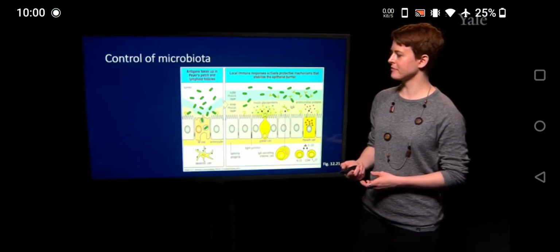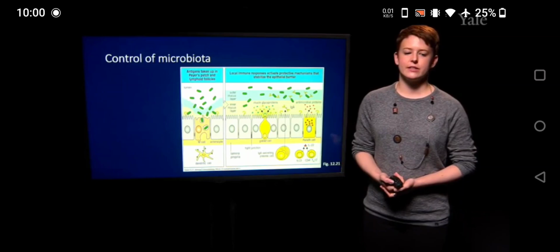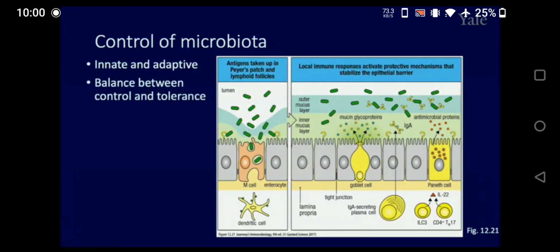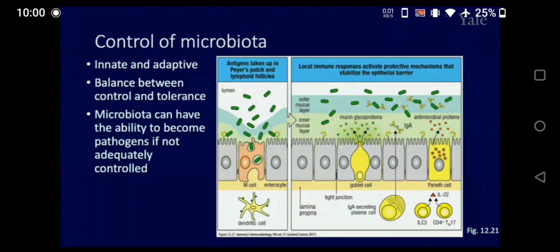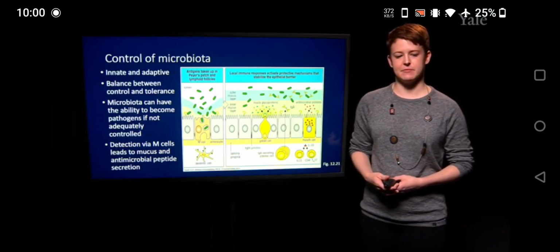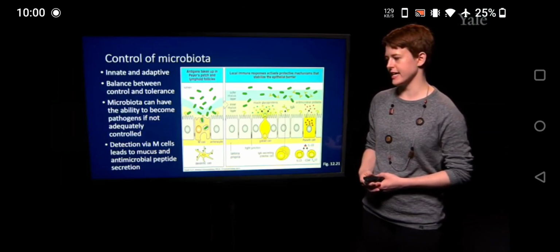Okay, so the microbiota needs to be controlled. And this is done through the innate and adaptive immune system. And as I mentioned, this is really an important balance between control and tolerance. So the microbiota can actually have the ability to become pathogenic if not properly controlled. And this is partially mediated through detection via M cells and presentation to immune cells.